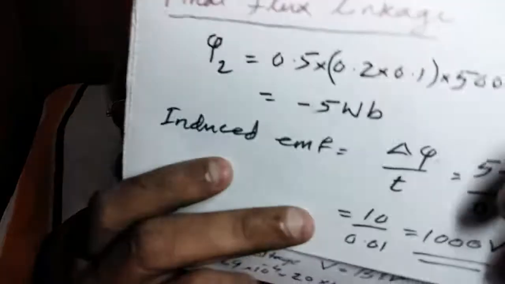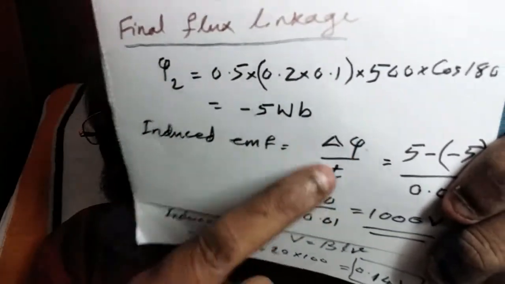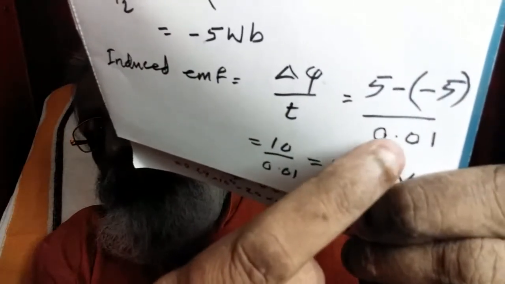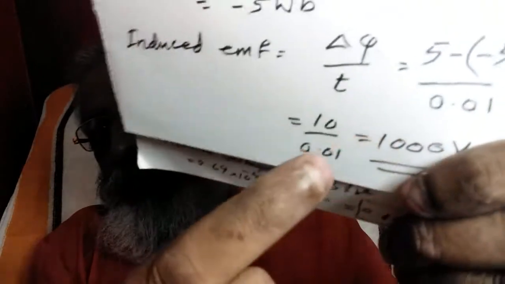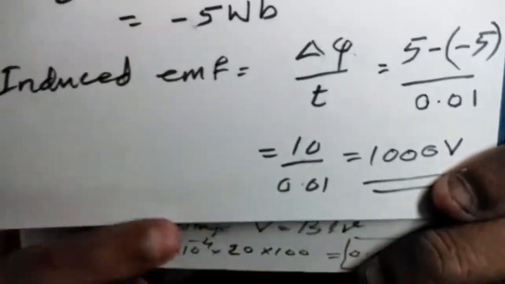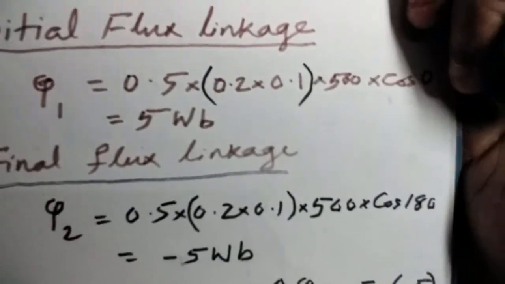Then the induced EMF is the rate of change of magnetic flux. That is induced EMF, Faraday's law. So induced EMF equals change in flux by time, delta phi by t. Change in flux is initial minus final, 5 minus minus 5, by t, which is given to be 0.01. So the answer is 1000 volts. That is the induced EMF, 1000 volts.